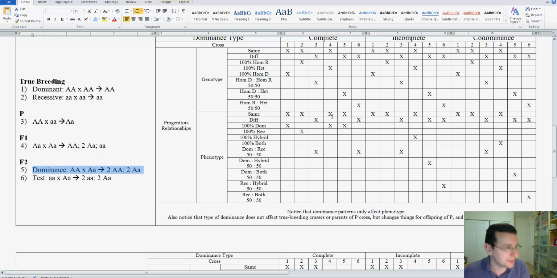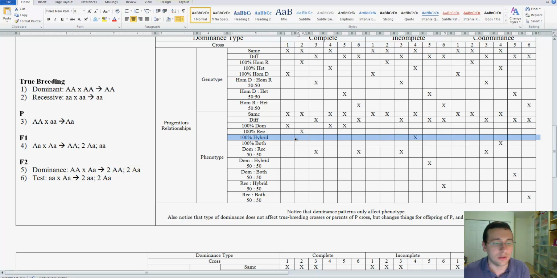Now, what if they say the parents look different? The only crosses where parents will look different will be the P cross, right? By definition, they look different. Or the test cross for the F2 crosses, or the dominance cross if you're talking about incomplete dominance, or if you're talking about codominance. And that's what this chart is showing you there.